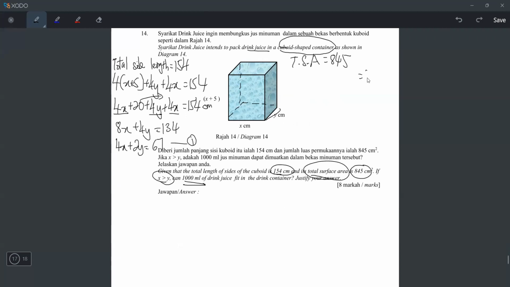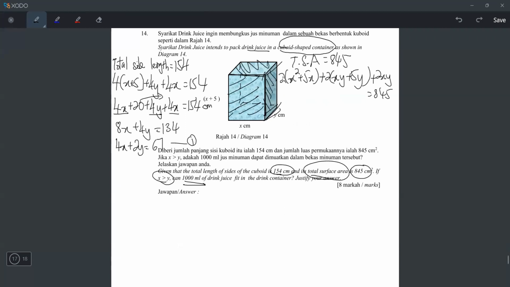So total surface area is 845. So what is the surface area? Let's find this area first. This area will be x times x plus 5. What is x times x plus 5? X squared plus 5x. But you have to times 2. Why? Because depan belakang. Let's go to the kiri kanan surface. This surface is y times x plus 5, which is xy plus 5y. Okay, but you have to times 2 because left and right. And then plus again with atas bawah. What about this one? It will be x times y, just xy. But you have to times 2, because atas bawah.